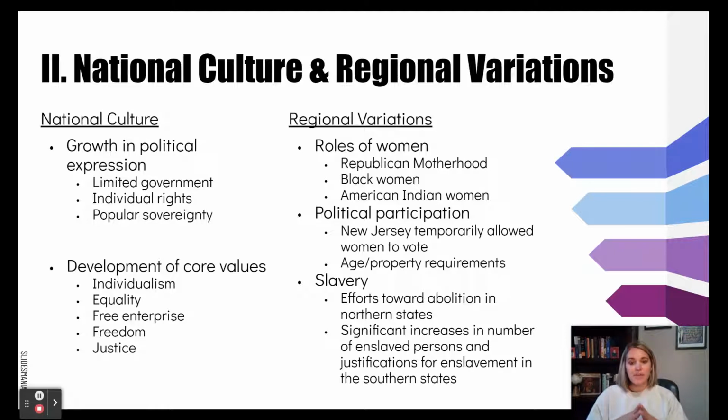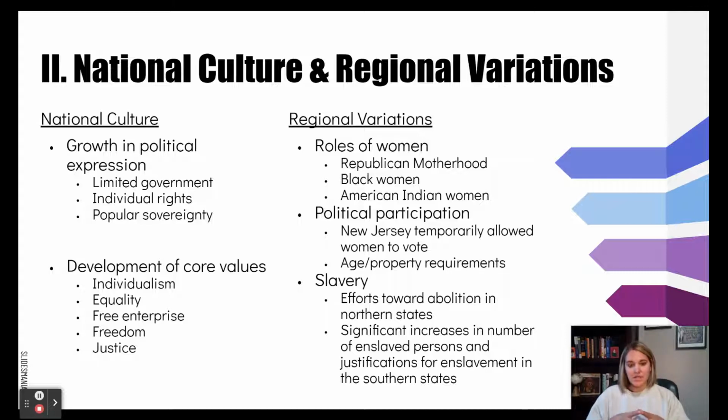Okay, so let's first talk about some national culture and regional variations. So we see in this 50-year span a huge growth in political expression. And so we see the proliferation of print culture. We see lots of pamphlets being produced. We see lots of discussions taking place in taverns and other places.